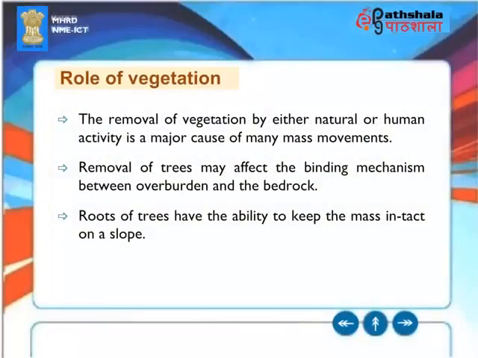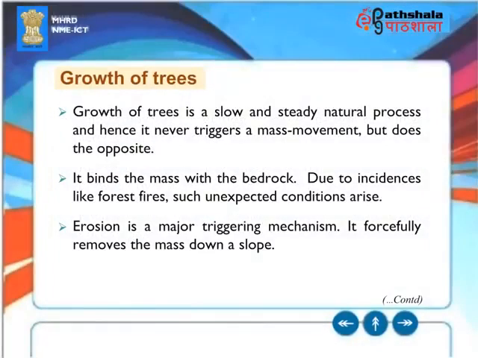The removal of vegetation by either natural or human activity is a major cause of many mass movements. Removal of trees may affect the binding mechanism between overburden and the bedrock. Roots of trees have the ability to keep the mass intact on a slope. Growth of trees.